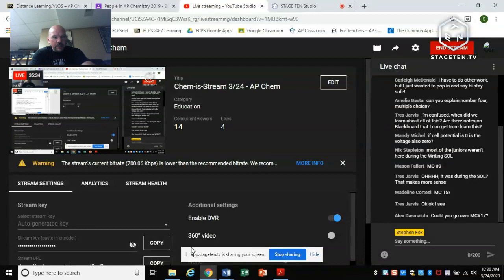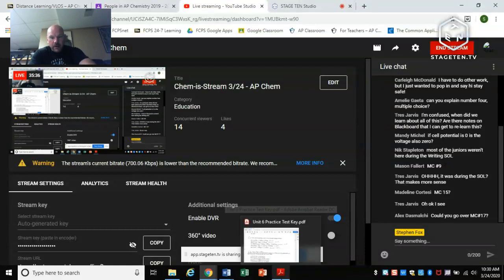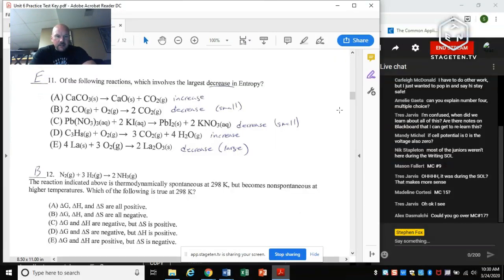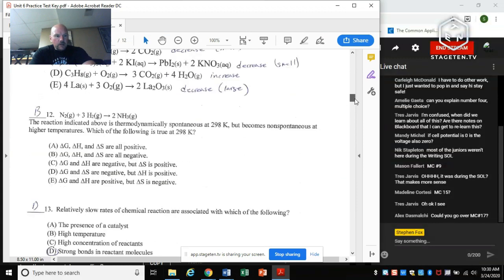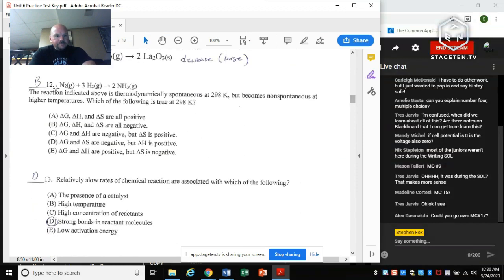So also we're going to go to number 12, and don't worry, I'm going to come back to 17. Okay, so number 12: the reaction indicated above is thermodynamically spontaneous at 298. So right away, we know delta G is negative. It says it's spontaneous at 298. So before I even read the rest of the question, I'm going to say it can't be A.